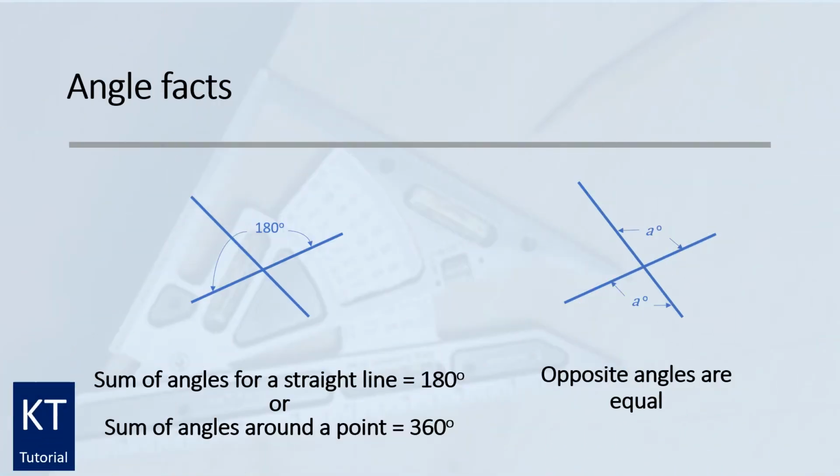Here are some angle facts for lines. The sum of the angles for a straight line is always 180 degrees. And this translates to the sum of angles around a point being always 360 degrees. Also, opposite angles for lines that crisscross one another are always the same.